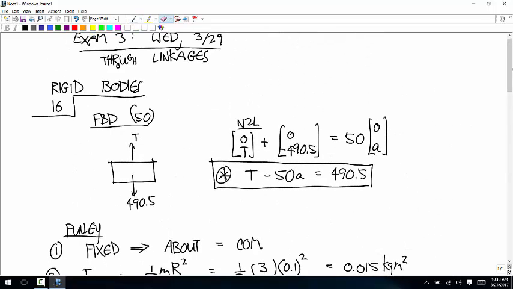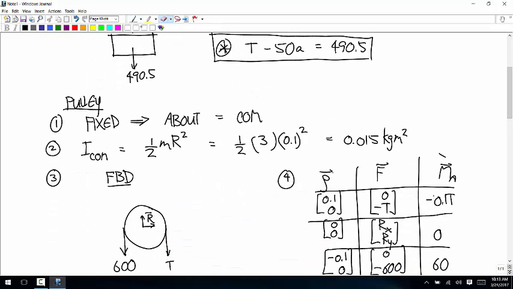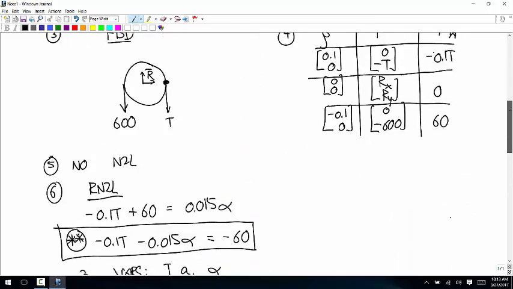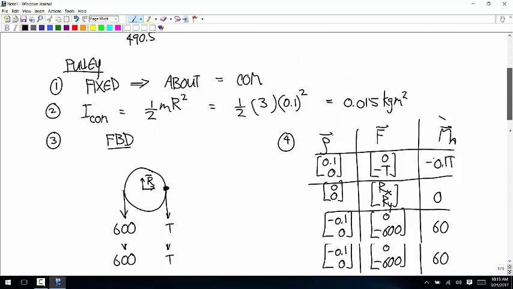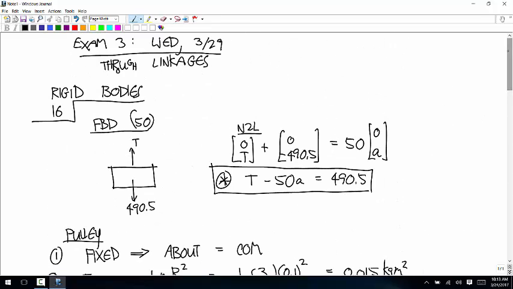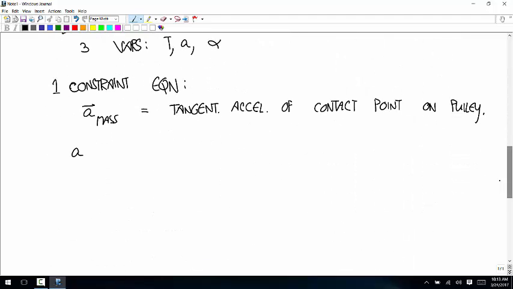Yeah, one term, but not the other. Okay. So this is the point that we're talking about on the pulley. So the acceleration of the mass, we have it as 0a. The acceleration of that, let me label it p. The acceleration of p, if we're only looking at the tangential part, is equal to alpha cross r. This is the centripetal part.